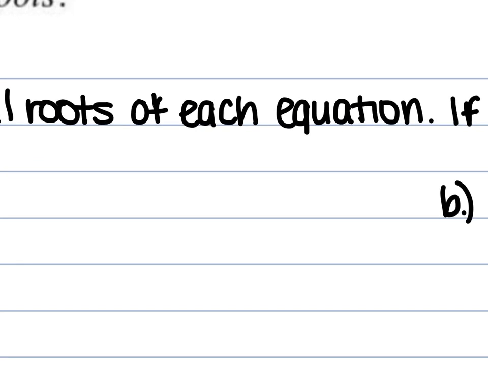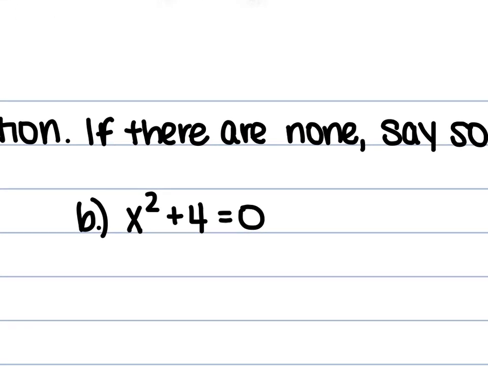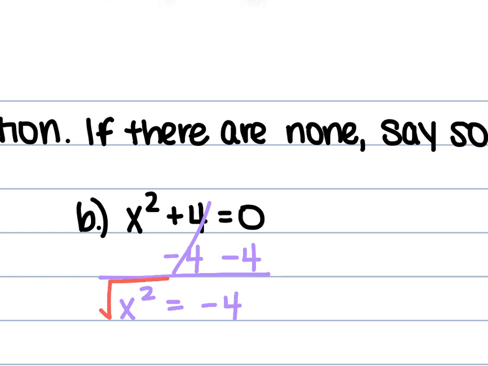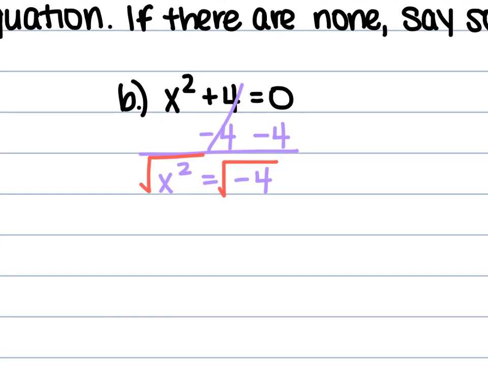However, if we look at example B, we have x squared plus 4 is equal to 0. We want to move that 4 over by subtracting it, and we're going to be left with x squared is equal to negative 4. If we take the square root of both sides, because that negative is there, we cannot do that, so there are no real roots here.